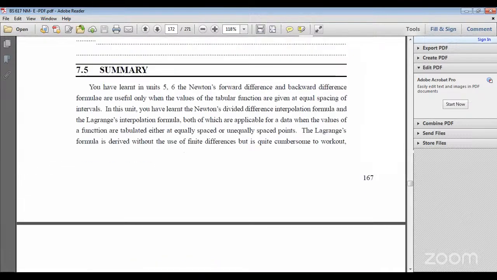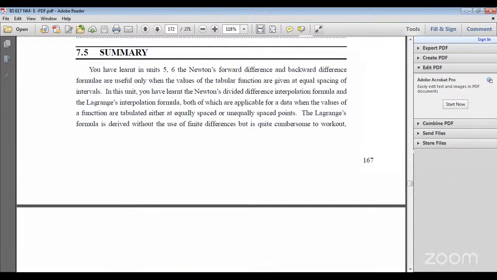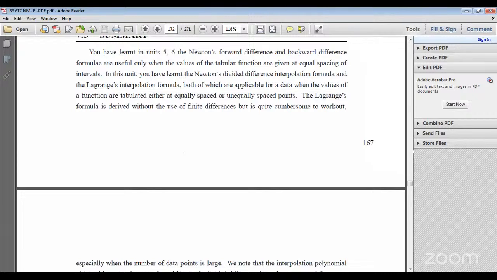So in this unit, we can learn that the differences in the backward differences formula are useful only when the values are tabular functions with equal spacing of the intervals. We have learned the Newton divided interpolation formula and Lagrange's interpolation, both of which are applications of the data. The values of the function are tabulated, either at equally spaced or unequally spaced points.